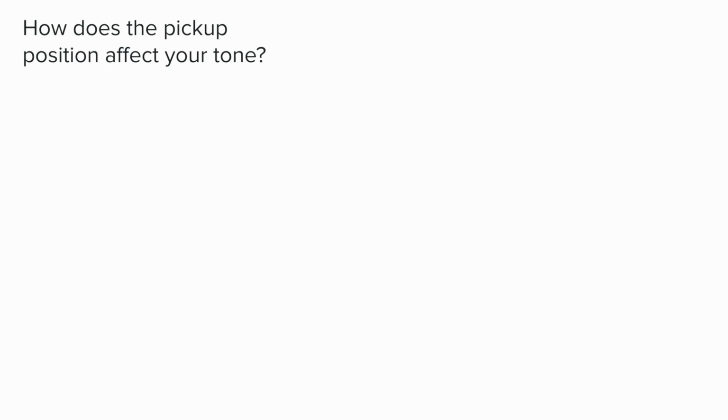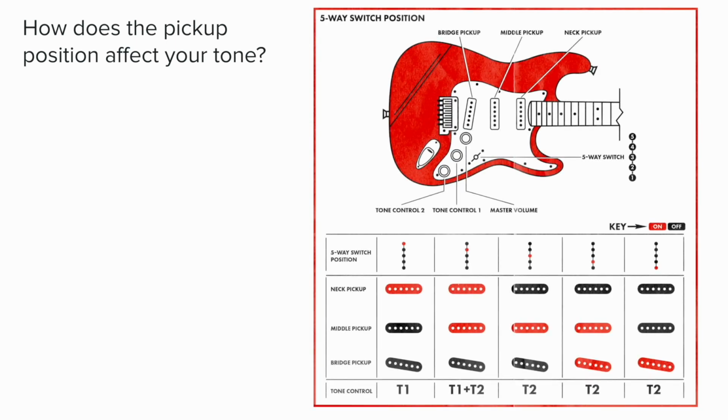So how does the pickup position affect your tone? Here is an image of a Fender Stratocaster with 3 single coil pickups, also known as SSS. You might have a Gibson with 2 humbuckers. That's fine. The idea is pretty much the same. So what does the pickup do? Well, it mainly has to do with your brightness. So what do we mean by brightness?